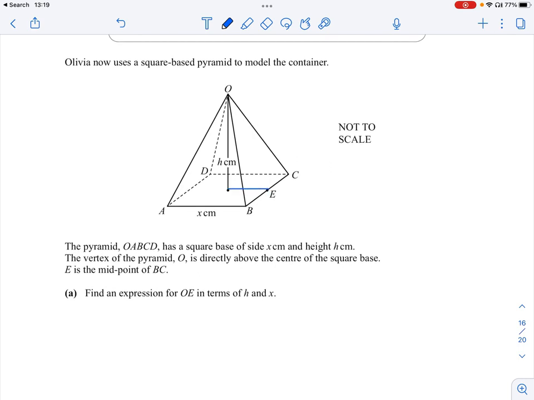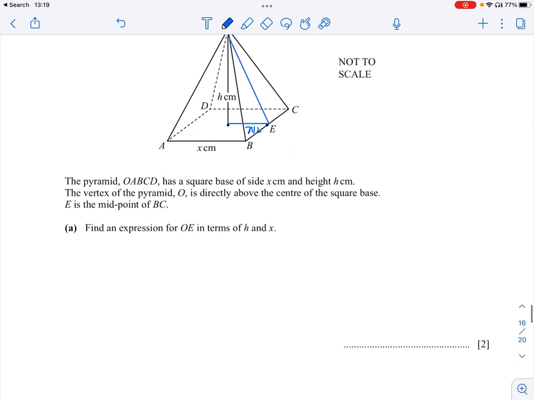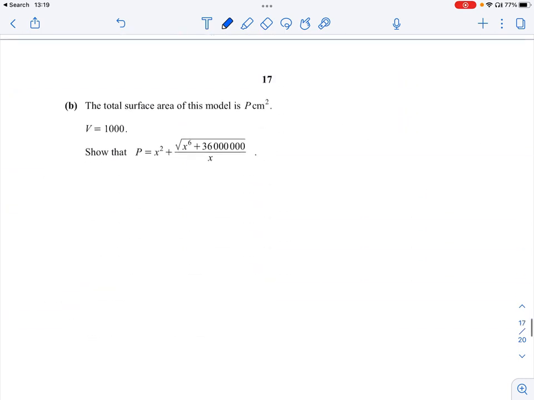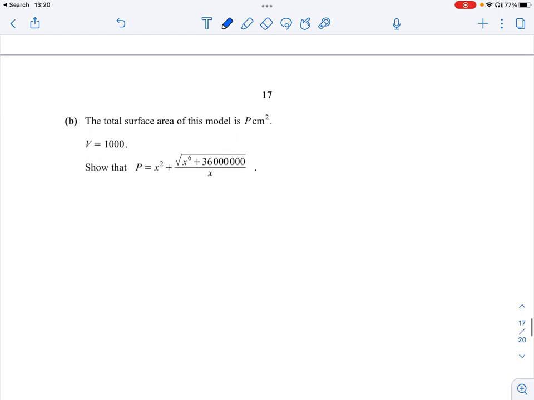So I'm going to construct a right angle triangle. So this side has to be x upon 2. So OE square equals x upon 2 whole square plus h square. So OE equals square root of x square upon 4 plus h square. Now B. The total surface area of the model is P centimeter square. Volume equals 1000. Then show that P equals this much.